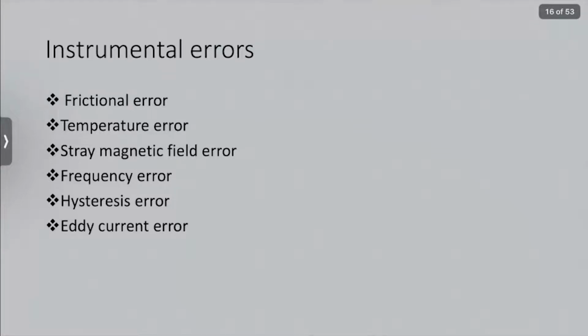Okay, first thing is frictional error. What is meant by frictional error? Wherever moving parts are there, there exists some friction. Some amount of energy is going to be wasted. One thing we need to remember is, whatever meters we use for measurement should not disturb the existing circuit. For suppose, let's take an example.